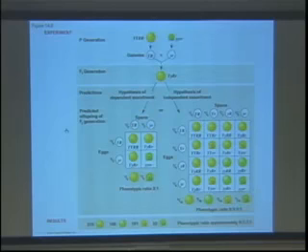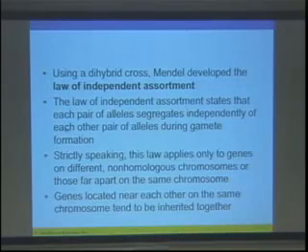And from this, because he got this outcome and not the other outcome, Mendel deduced the law of independent assortment: the pairs of alleles segregate independently of each other during the formation of the gametes, during sperm and egg formation. And this is where Mendel got a little bit lucky, because it turns out this is not totally true. We'll explain why it's not totally true.